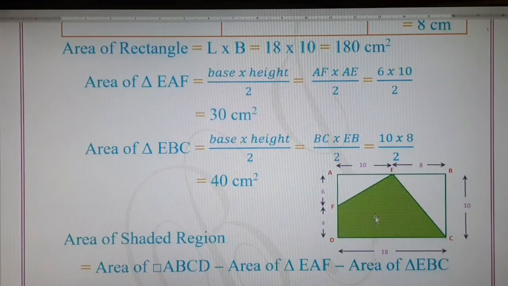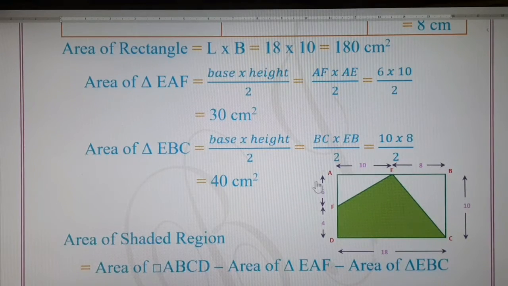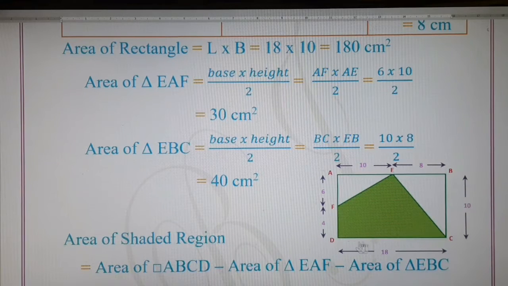Now here, the diagram is given in your textbook and we have to find the area of this shaded portion. First we should know the area of this main rectangle. The area of this main rectangle can be calculated by knowing the length and the breadth. What is the length of this rectangle? The length of this rectangle is 18 centimeter. The breadth of this rectangle is 10 centimeter.